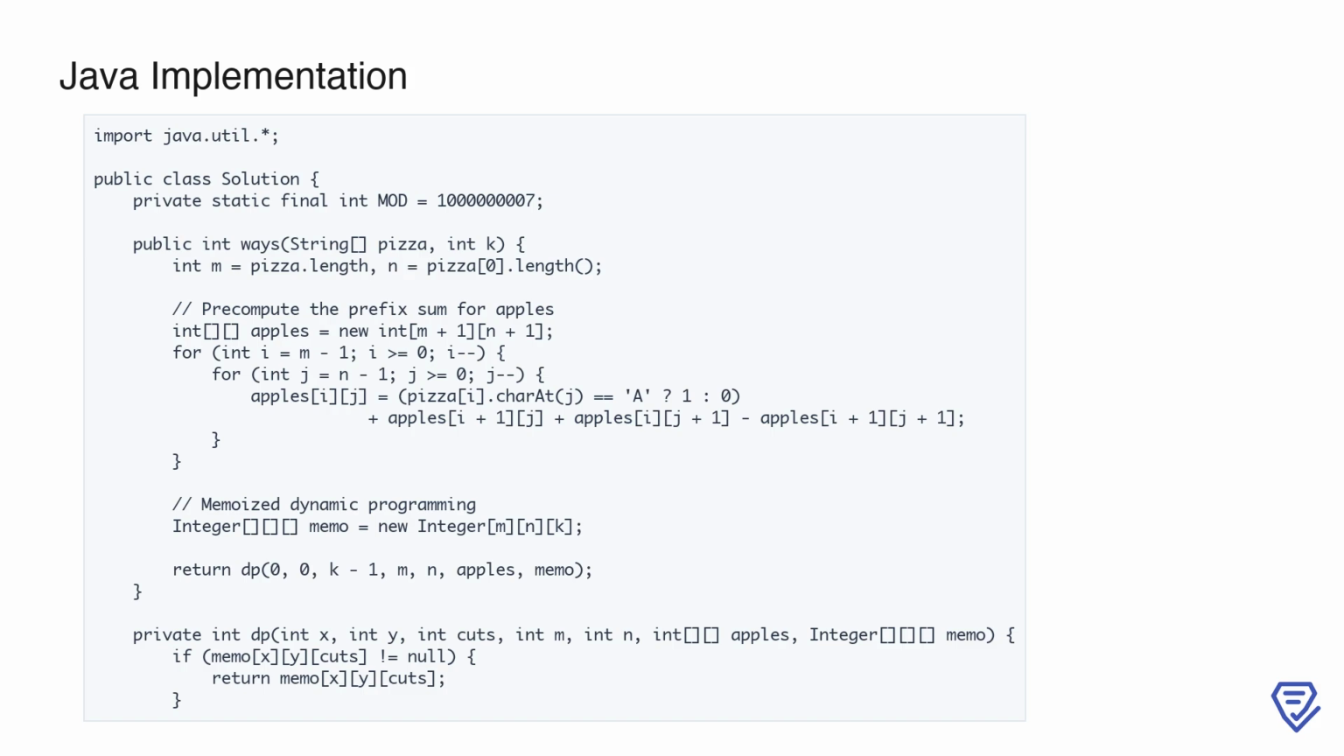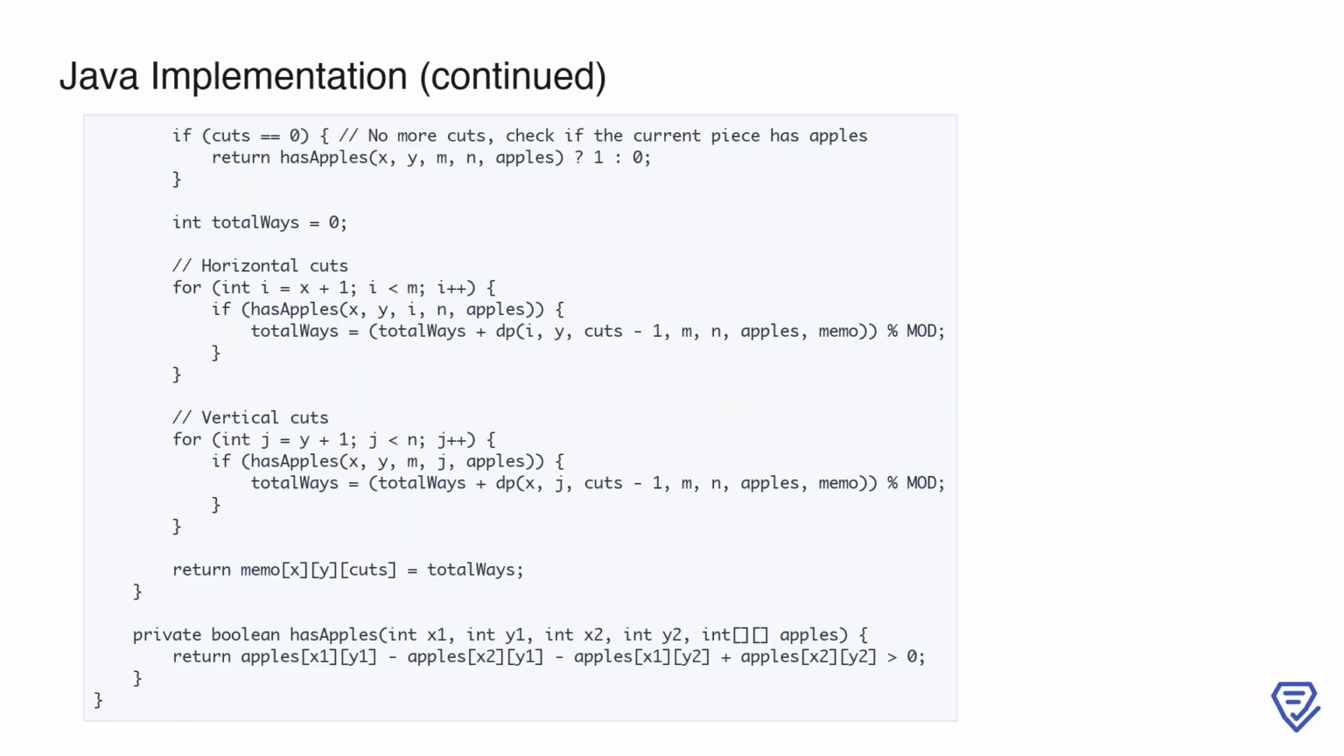After constructing the prefix sum, we set up a 3D memoization table to store intermediate results for our dynamic programming approach. The function then calls the helper method dp, starting from the top left corner, with k-1 cuts remaining. In the dp method, we first check if the state has already been computed in the memo table. If it has, we simply return the stored value.